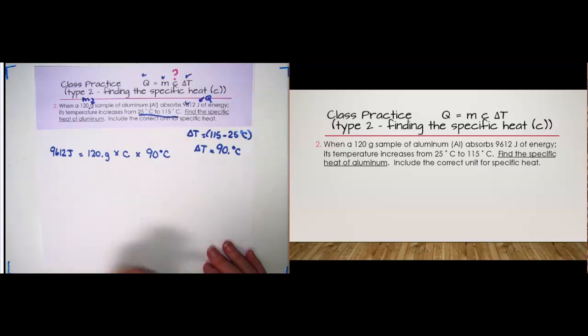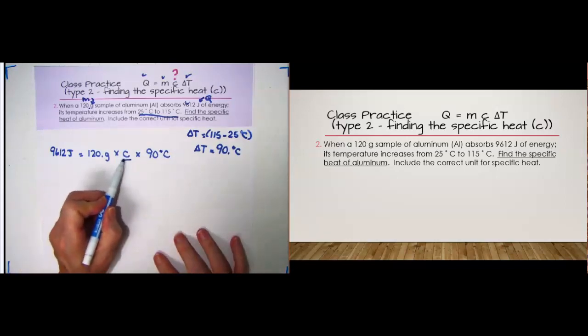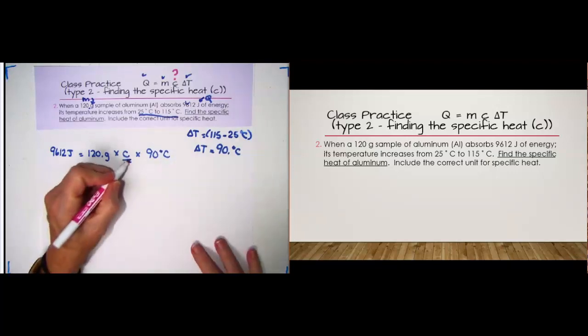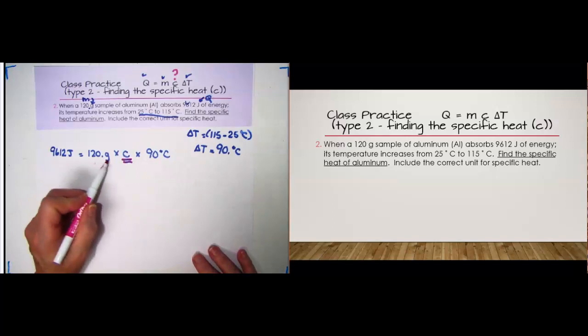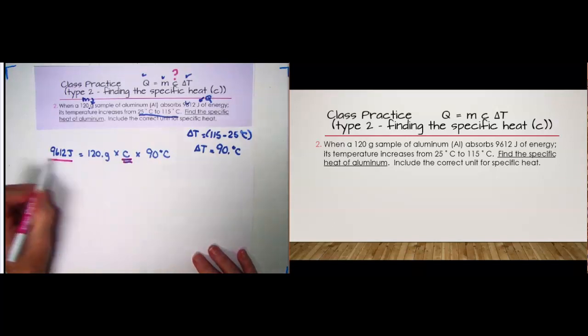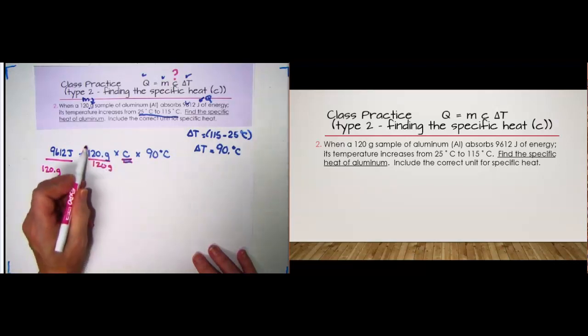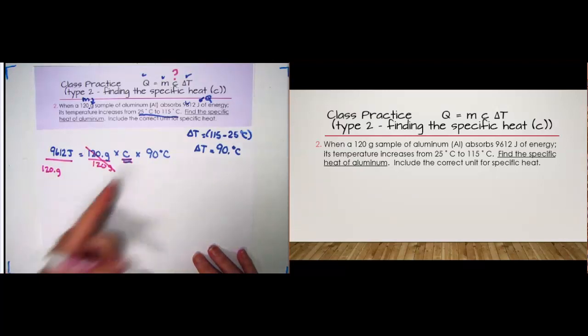So the way I do this, because I'm not worried about rewriting it, I'm going to try to isolate C. So how do I isolate C? Well, the first thing I'm going to do is take both sides and divide by 120 grams. When I do that here and here, guess what? It cancels there. I still have C and 90.